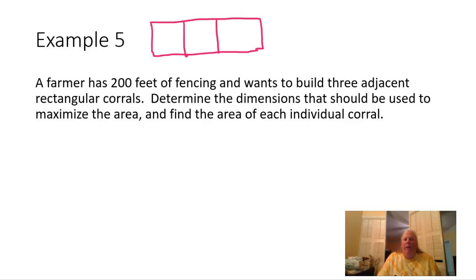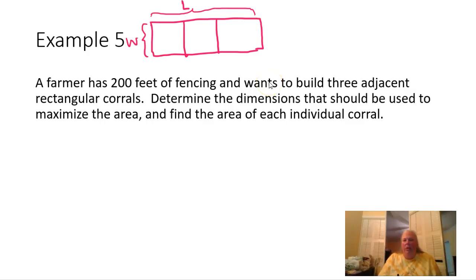Okay, and he's got 200 feet of fencing all together, so each side is going to represent part of that 200 feet. Okay, so let's see. We can call this side right here a length, and we can call this side right here a width.